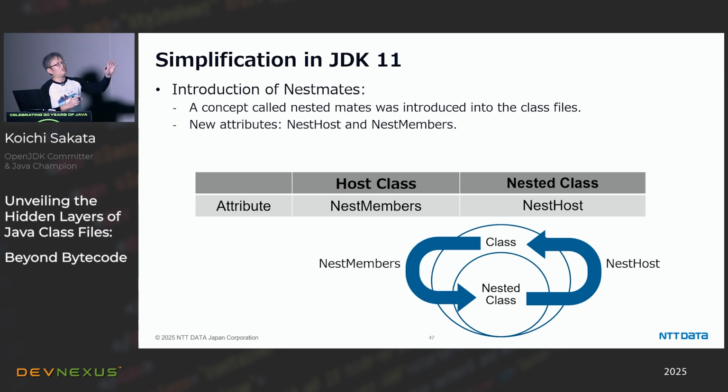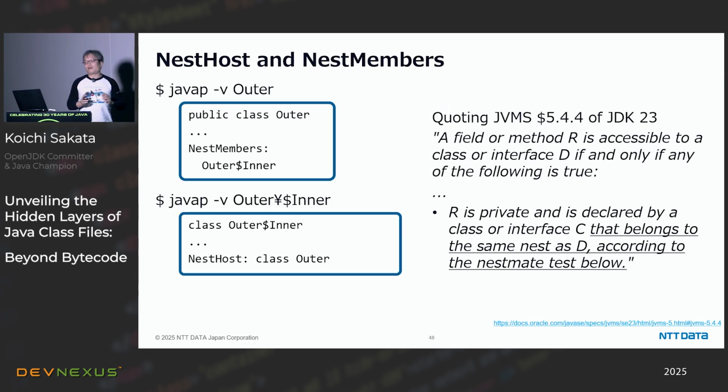Nest host refers to the outer class, while nest members represents the classes nested within. By examining these attribute values, you can identify the outer class and inner classes. When using javap, you can see that the inner class is listed as a nest member in the outer class, and the outer class is listed as a nest host in the inner class. This makes it possible for the JVM to call private methods.